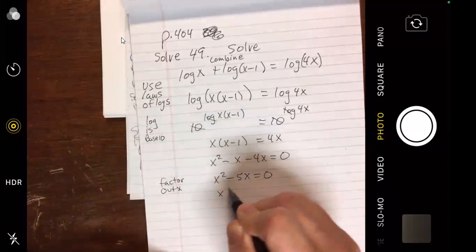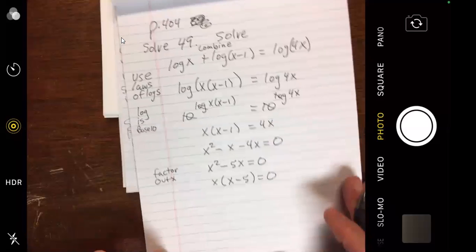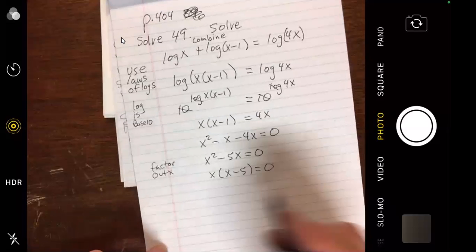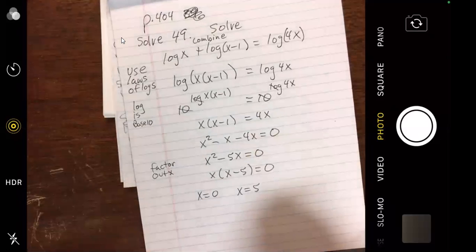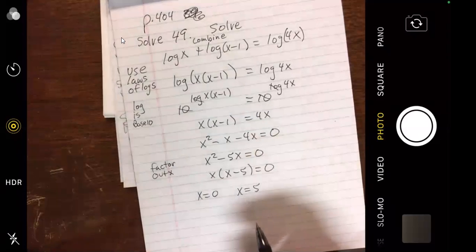X minus 5 then equals 0, giving x equals 0 and x equals 5. Now, if you quit here and report both these answers, you are very lucky.